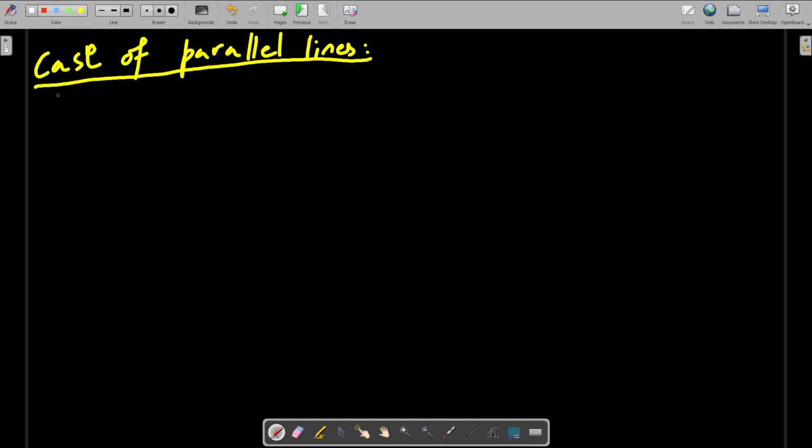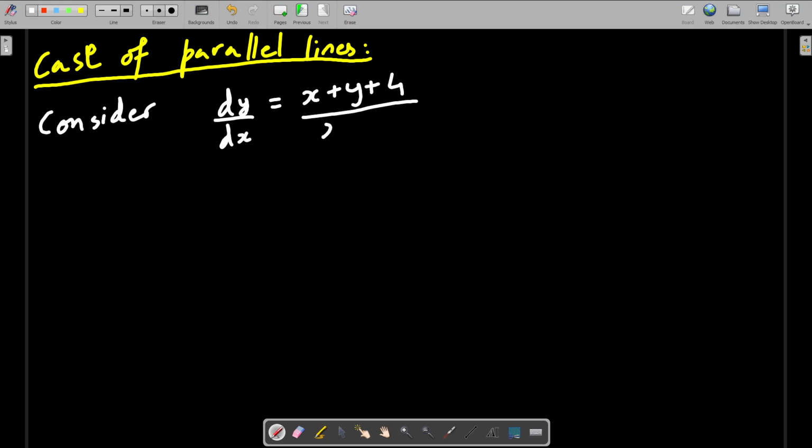Okay, so let us start with an example. Consider the differential equation dy by dx is equal to x plus y plus 4 upon x plus y minus 6.